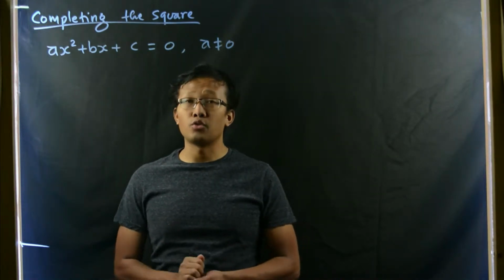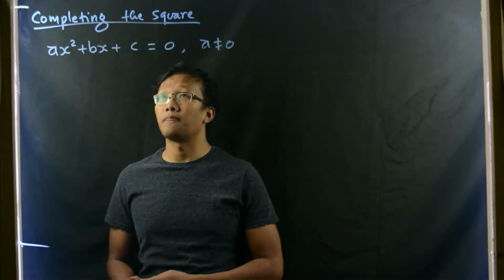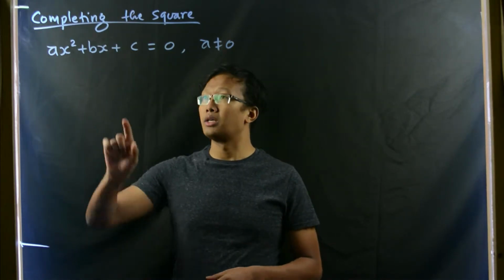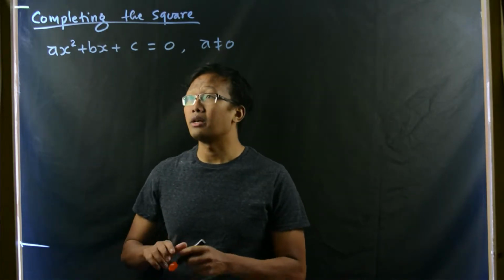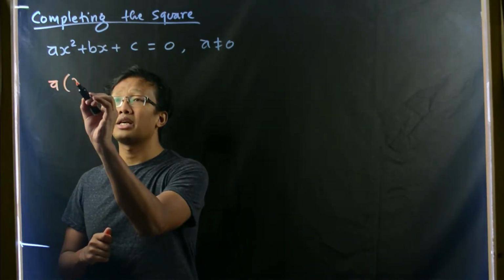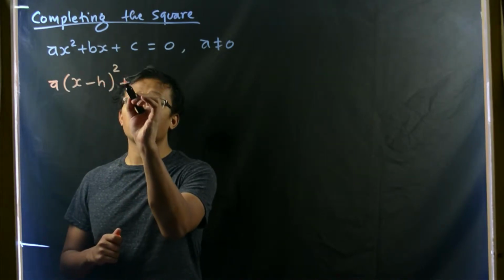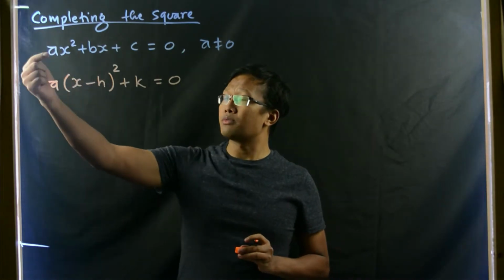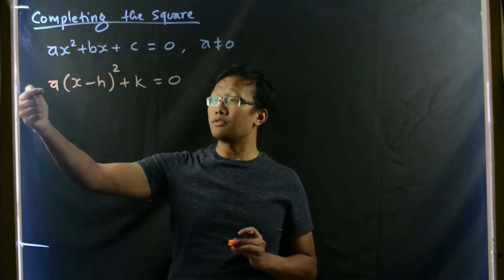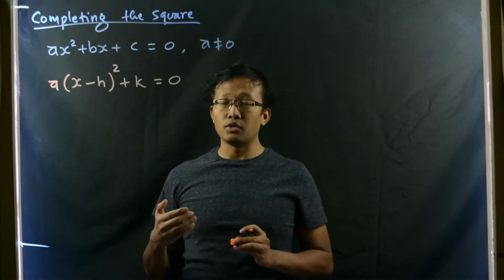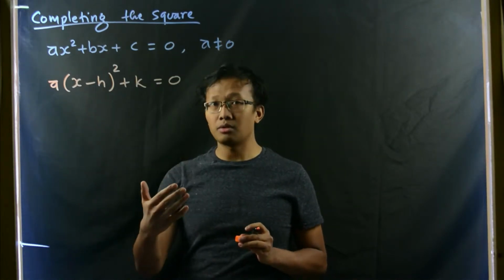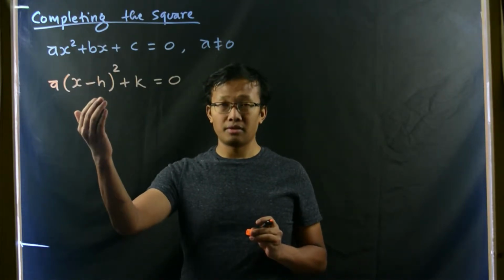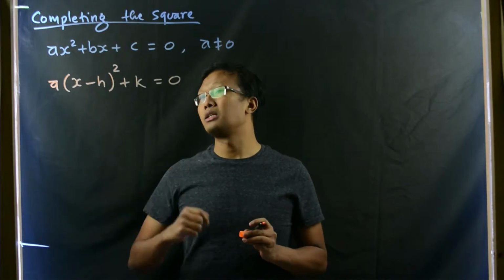Let's talk about another way to solve a quadratic equation: completing the square. That means we will transform the equation into the form a(x - h)^2 + k = 0. After that, we should be able to use the square root property and a simple linear equation to solve this form.